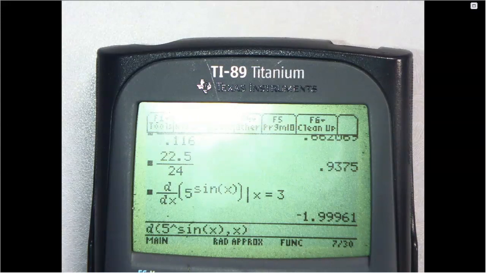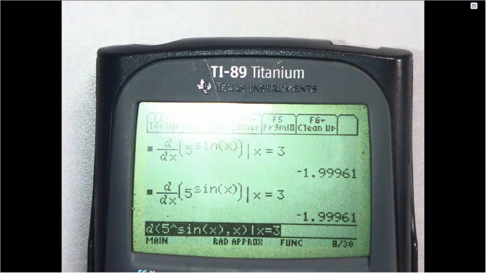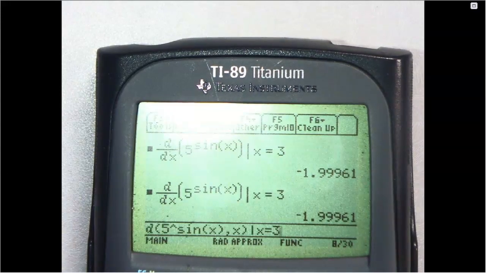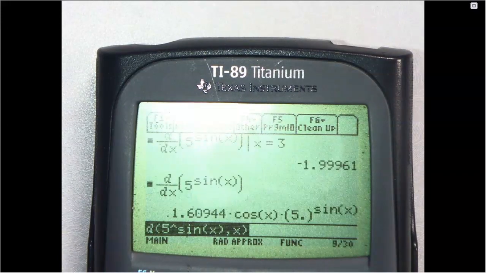Good so far? If I hit enter, it would tell me the derivative of that. So it'd be like 5 to the sine of x times ln of 5 times cosine of x. It's like a gateway problem kind of, right? But I don't really care what the derivative is in this case. I just care what I get when I plug in. So hit the vertical line to the left of the 7. And then just type x equals 3. And it'll tell you the answer. If you wanted just the derivative, don't put that bar at the end.